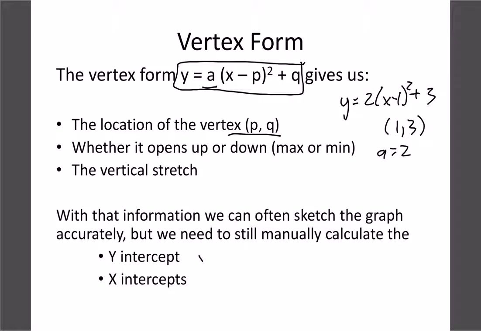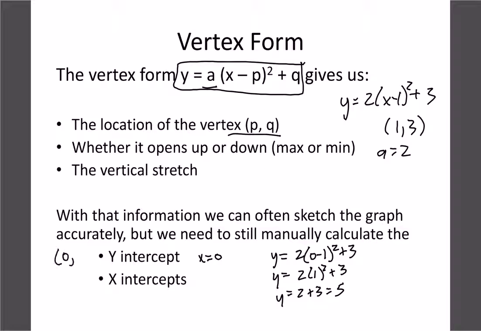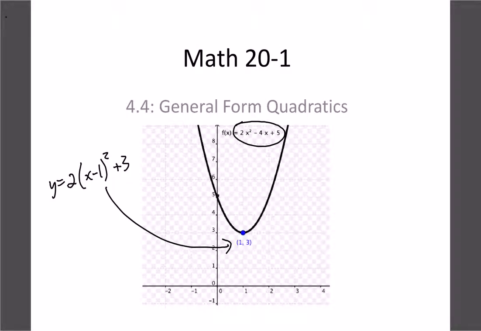The y-intercept occurs when x is 0. So we can basically just plug a 0 into our equation. So we get 2 times (-1) squared + 3, which would be 2 + 3, which is 5. So we know that our y-intercept then would be at, when x is 0, y is 5. So let's go back to that picture and see. And there it is, (0, 5). So that's correct. And our x-intercepts, in this case, we look at the picture, there is none.